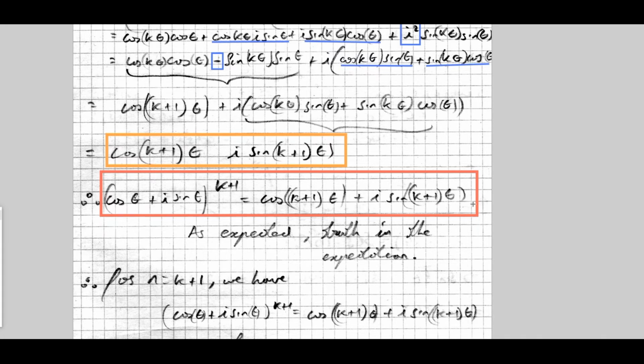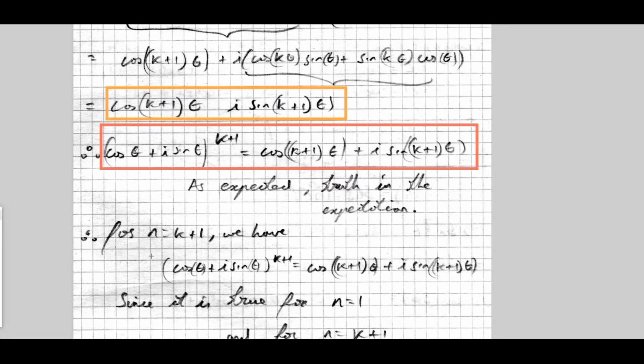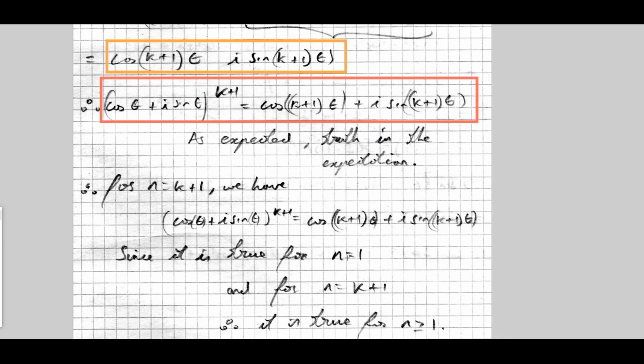We went down the logical steps and we ended up with this pattern, which adds evidence to the idea that whatever the power is here, we will end up with that coefficient in here. So for n equals k plus 1, we have that (cos theta + i sin theta) to the power k plus 1 is as follows. We have proven it true for n equals 1.